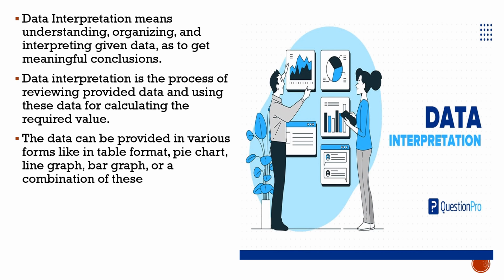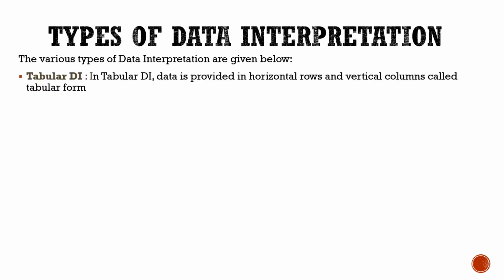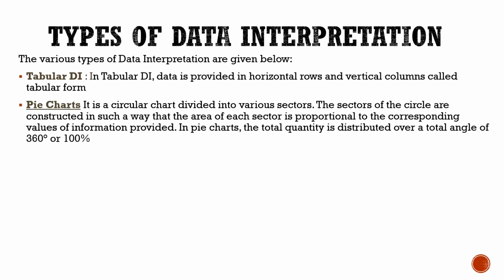These data can be provided in various forms like a table, pie chart, line graph, bar graph, or a combination of these. The various types of data interpretation are: first one, tabular data interpretation. In tabular data interpretation, the data will be provided in the form of a table, that is horizontal rows and vertical columns. The second type is pie chart.